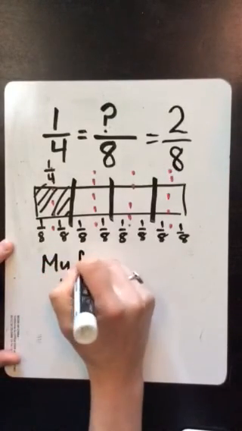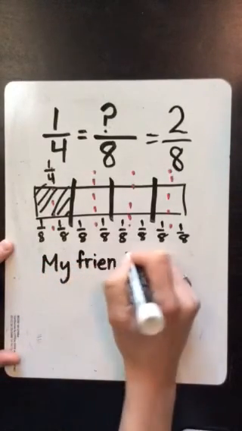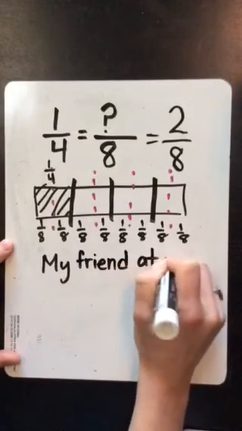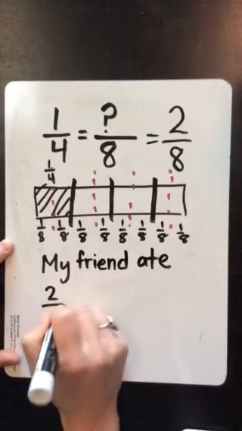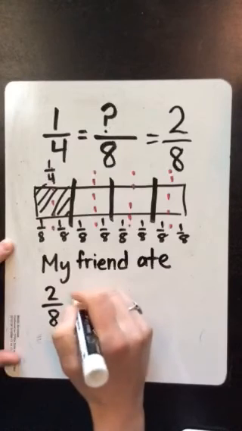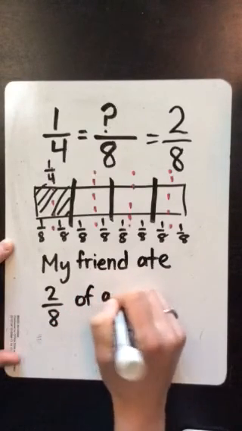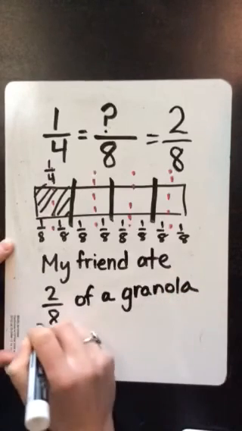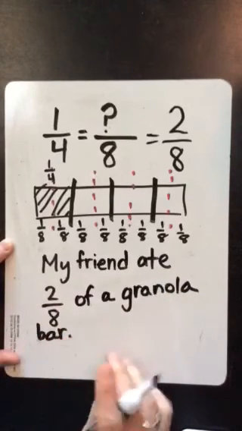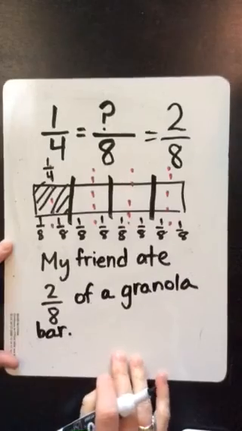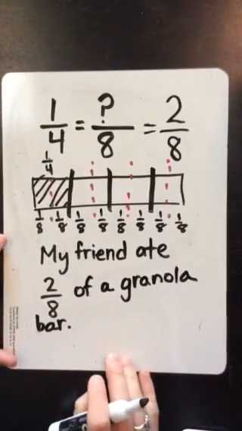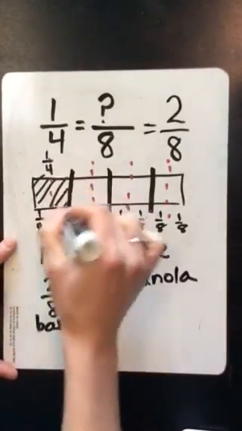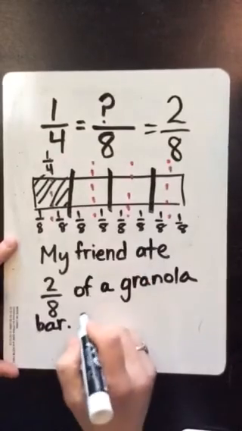My friend ate 2/8 of a granola bar. And I can even explain my reasoning here. This is a key step. How can I explain why I know this is true?